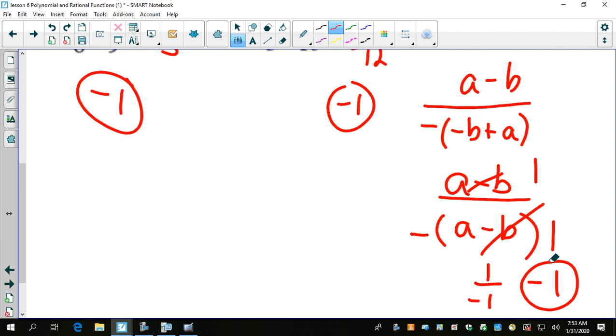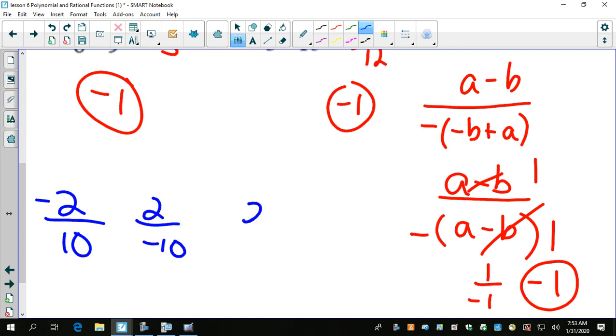Now, another thing that comes to mind: when a fraction is negative, the negative could be on the top, on the bottom, or in the middle. But in order for a fraction to be negative, it has to have one negative. If it has two negatives, it's positive. Just keep that in mind, too.